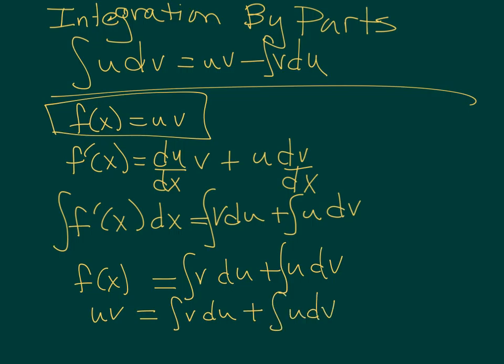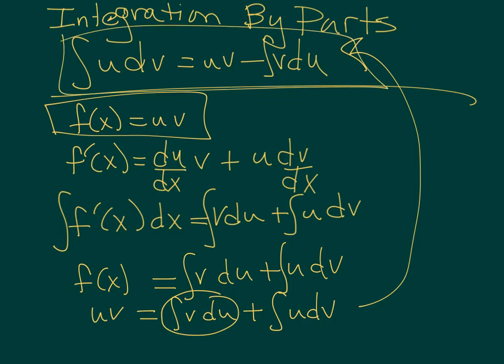So if I want to rearrange that a little bit by subtracting this off of both sides, you see that I'm right back to my formula. And so I have proven my formula. If my function is u times v, then my formula is in fact this guy right here.